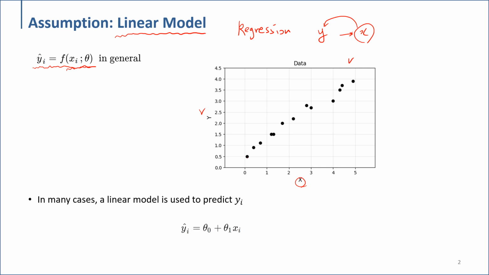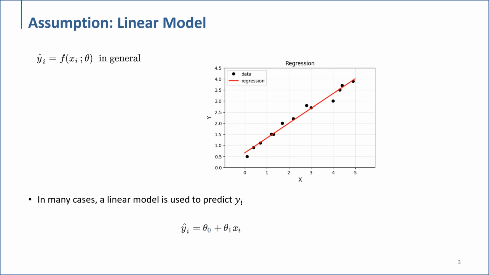So in this case, if you plot this data, you may obtain something like this. And in most cases, a linear model, as the term represents, is used to predict yi, which is equal to theta 0 plus theta 1 xi. So in a linear model, by finding the proper values of theta 0 and theta 1, we may find some proper model that can represent the relation between x and y.